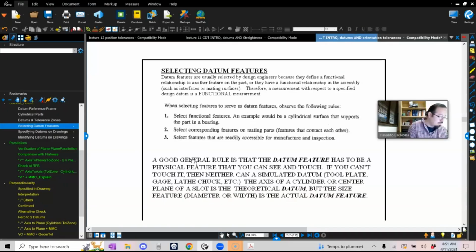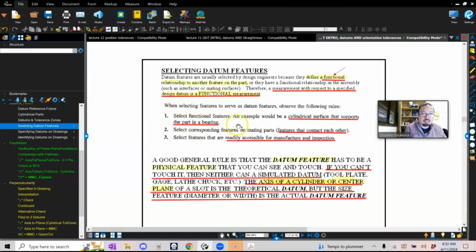The way you select the datums is based on assembly condition and function. That's pretty much it. Here I have a list. Define a functional relationship to another feature of the part, how you assemble things. The measurement with respect to the specified design datum is a functional measurement. Yes, you're going to be measuring things off of a datum, so you want to make sure that you have a stable reference frame, and you will get measurements from that stable reference frame.